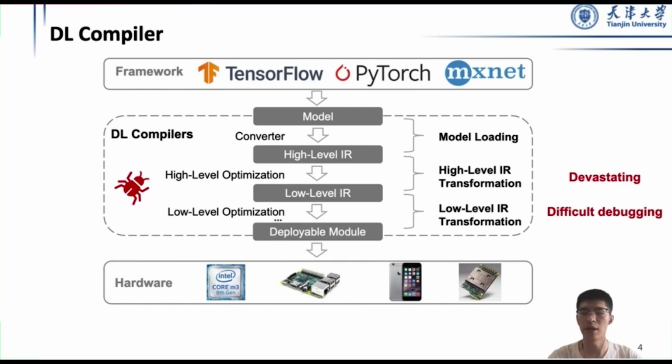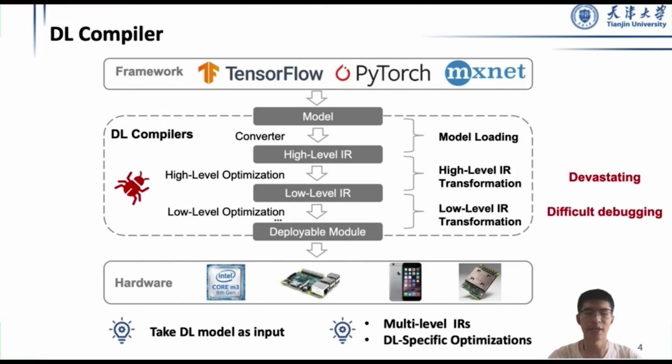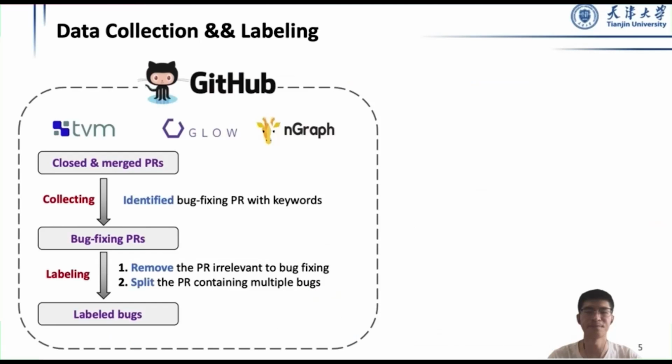Besides, DL compilers may not share the same characteristics as traditional compilers. On one hand, the DL models processed by DL compilers do not have explicit logic structure. On the other hand, DL compilers have their own multi-level IR and a large number of DL-specific optimizations. Existing test generation and bug localization methods for traditional compilers may not work for DL compilers. Therefore, it's very important to study bugs in DL compilers.